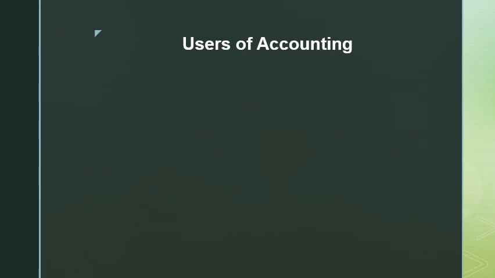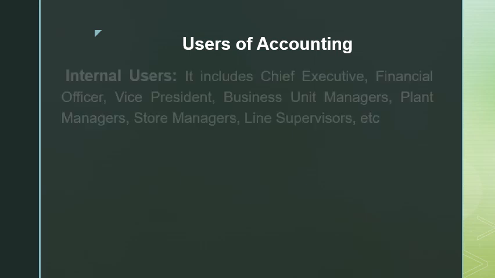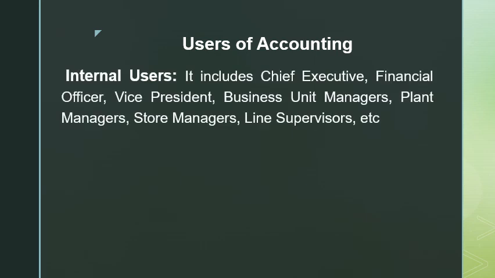Then users of accounting. Who are the users of accounting? The users are mainly categorized into two: internal users and external users. Internal users include the persons who are in the business or in the organization, for example, CEOs or Chief Executive Officers, Financial Officers, Vice Presidents, Business Unit Managers, and all other managerial persons. They all are internal to this business.